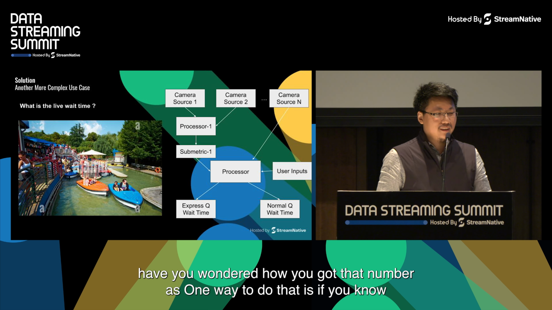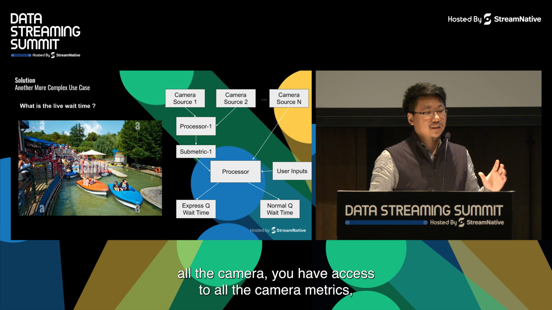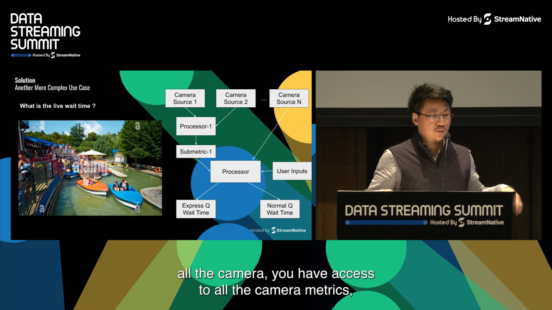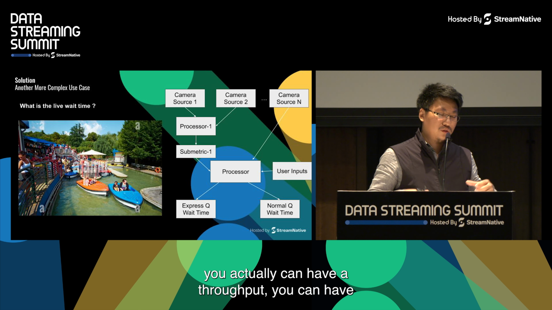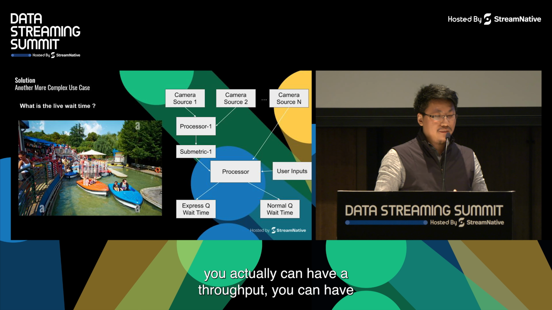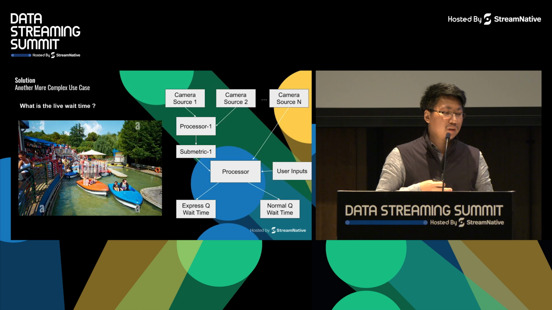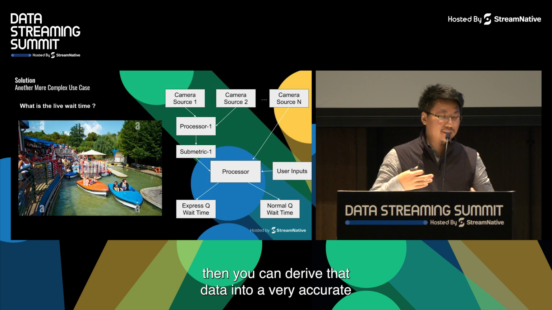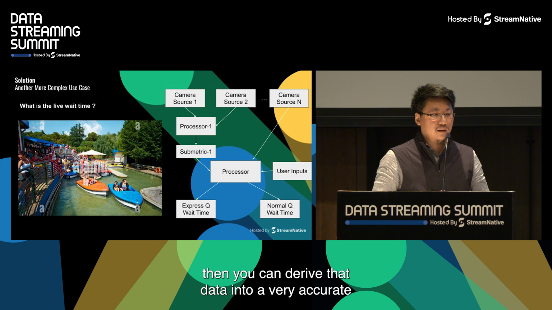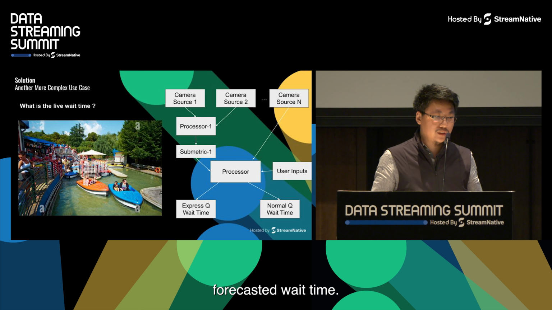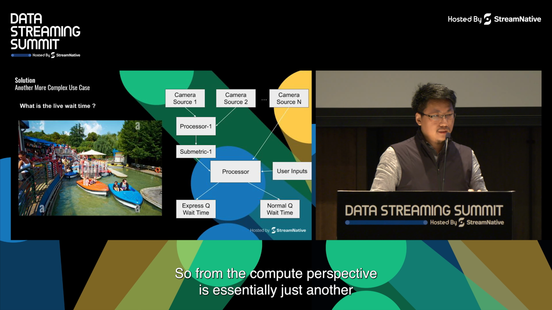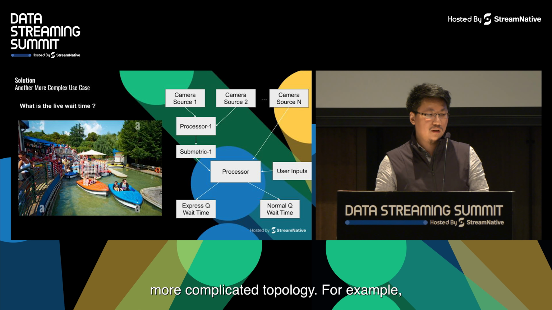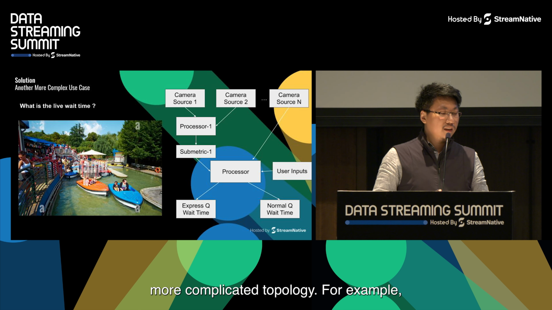One way to do that is if you have access to all the camera metrics, you actually can have a throughput. You can have the queue size. Then you can derive that data into a very accurate forecasted wait time. So from the compute perspective, it is essentially just another, more complicated topology.